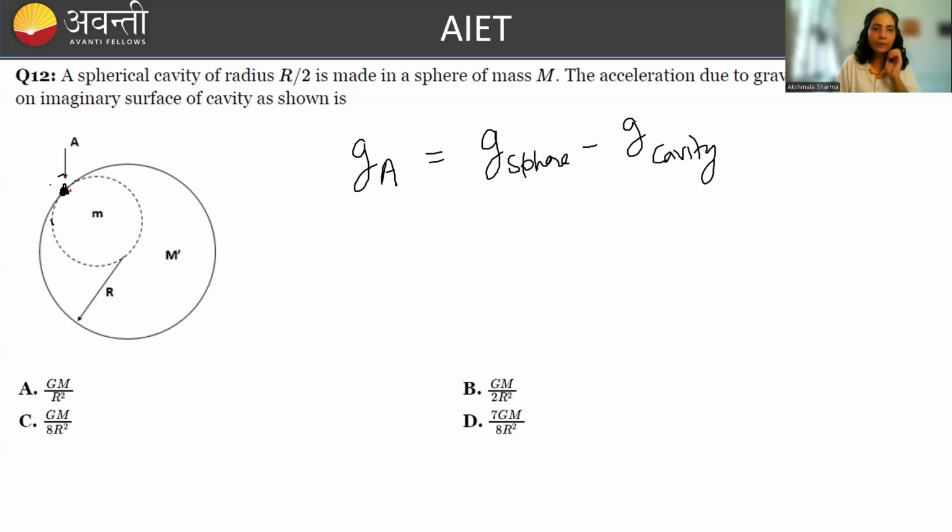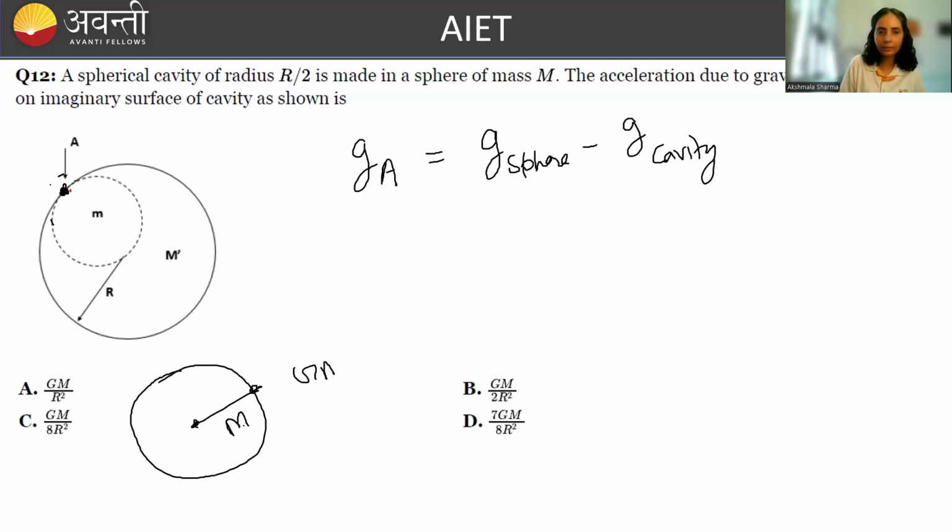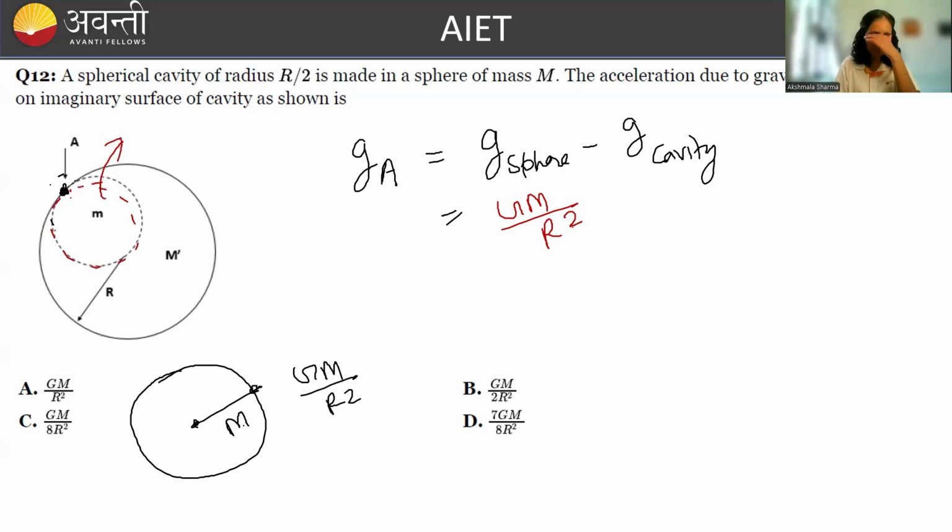Here, if you remember the formula, in the case of a sphere of mass M, the gravitational field at its surface is equal to nothing but GM by R square. So the gravitational field because of a sphere which has a mass of M is GM by R square. Now this cavity region, how much mass will it have? Its radius is R by 2. Let's calculate its mass.